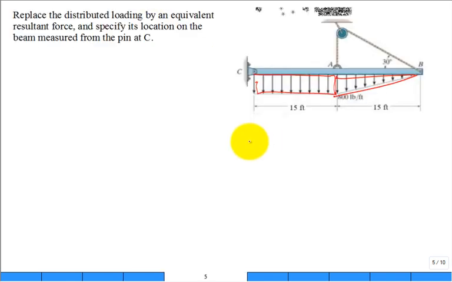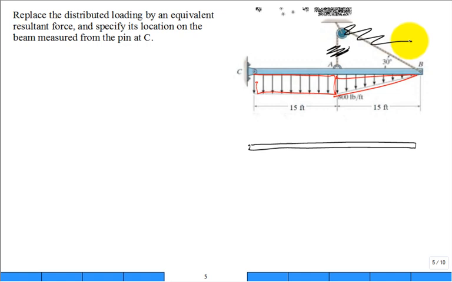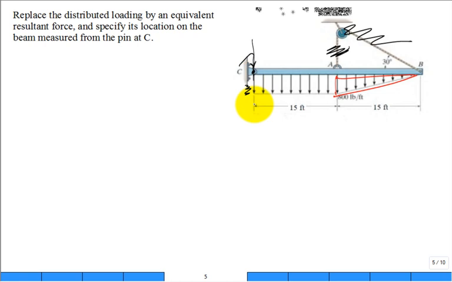You have a beam here, and you're just interested in, don't pay attention to the cable. That's not asked for. They say you replace the distributed loading by an equivalent resultant force and specify its location on the beam measured from the pin at C. The pin is right there at C. And so there's no dimension here, and the distributed load starts right there. All right. So we're going to be measuring. This is the proper location to put it in.